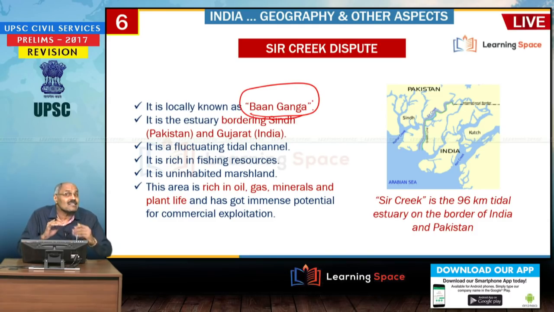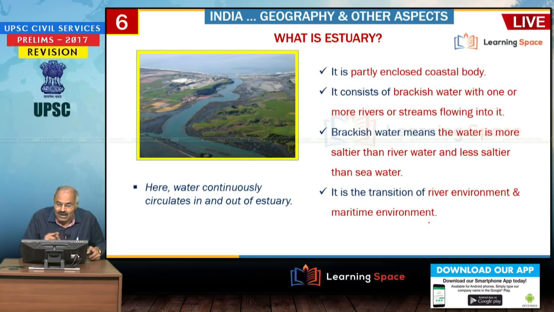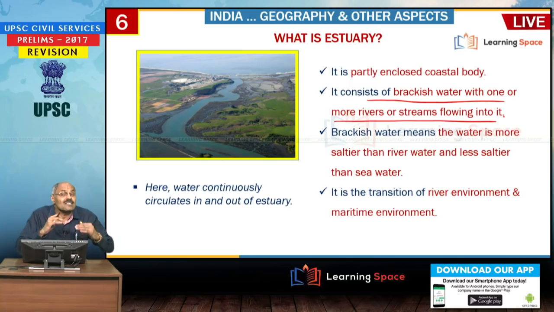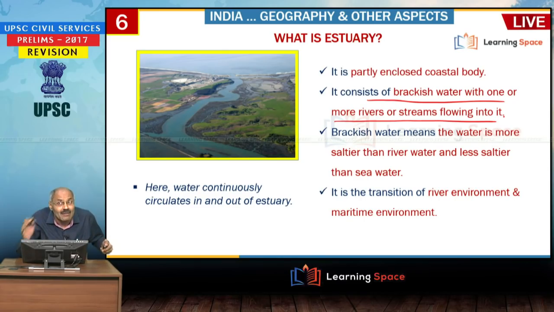It is the border, that side Sindh state of Pakistan, this side Gujarat, and it is a fluctuating tidal channel, and this is a 96 kilometer tidal estuary on the border of India and Pakistan. Estuary means, please look into this, brackish water with 1 or more rivers or streams flowing into it. That means the water is saltier than river water, but less salty than sea water, that is known as brackish water, or you can say brackish water means it is the transition of river environment as well as maritime environment.